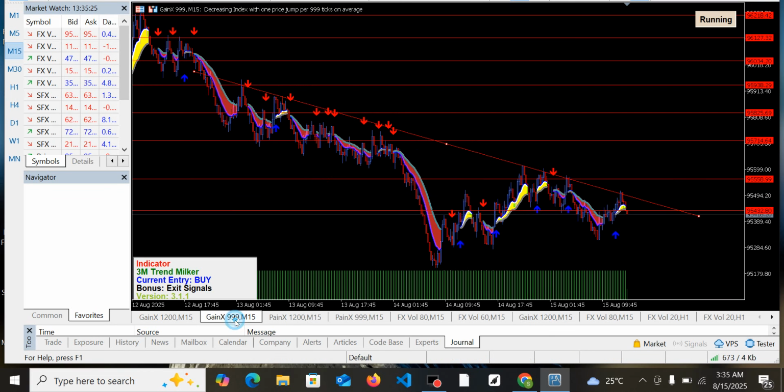Now let's check out other assets. This is another one, Gain X 999, still on 15 minutes time frame. This had been on downtrend right from this resistance zone. You can see it has been going down and down and down. It got to this support zone, tried to go on uptrend, but it has not been able to break out. You can see I actually drew this trend line right from here. It has not been able.